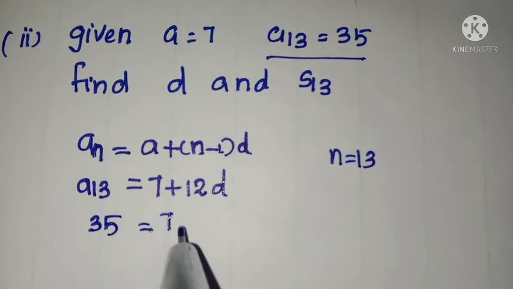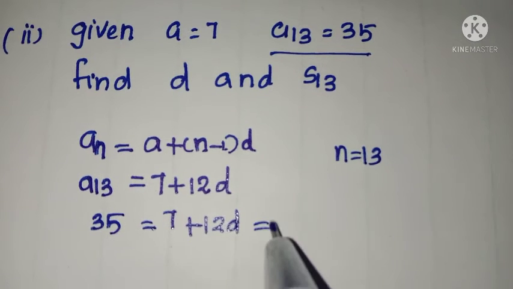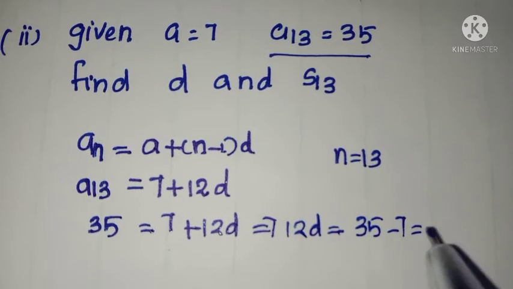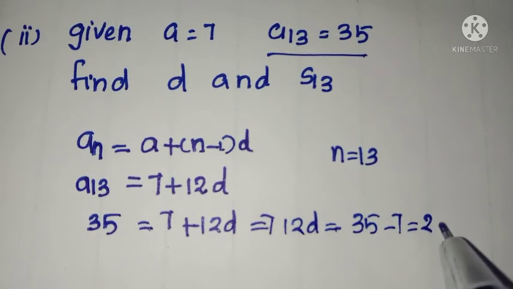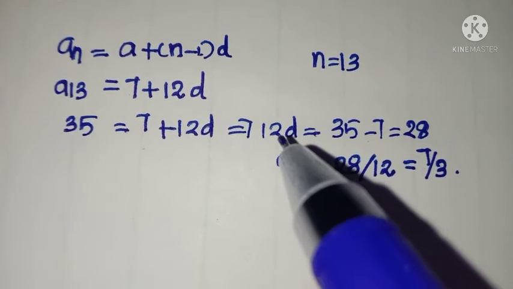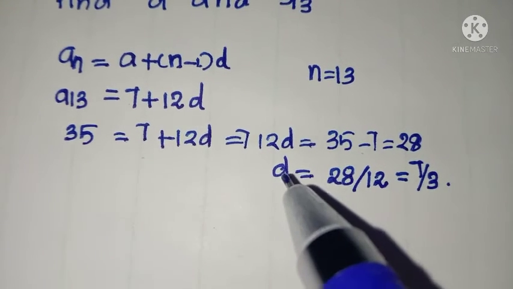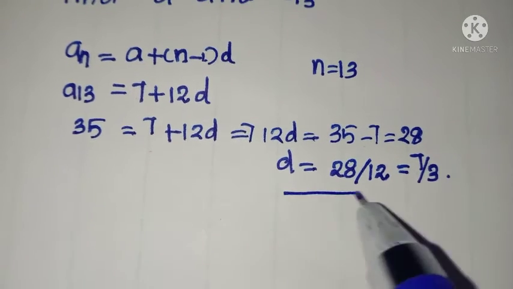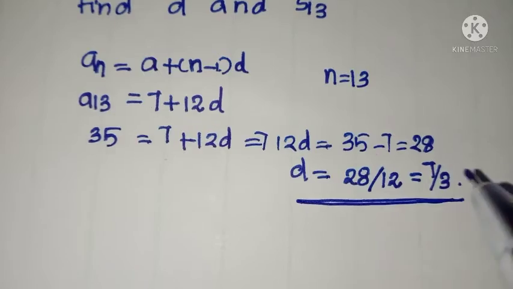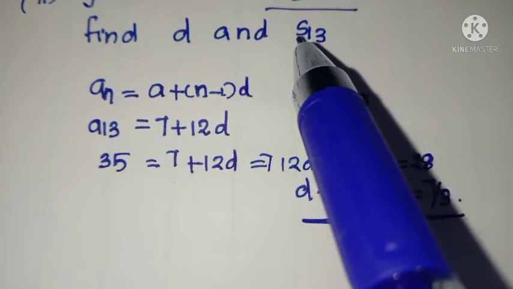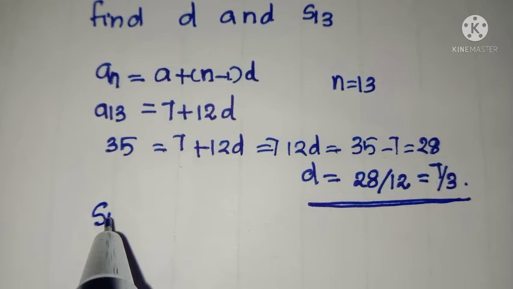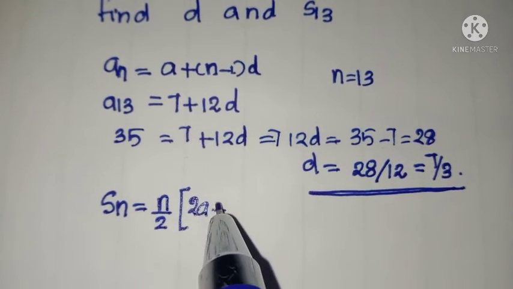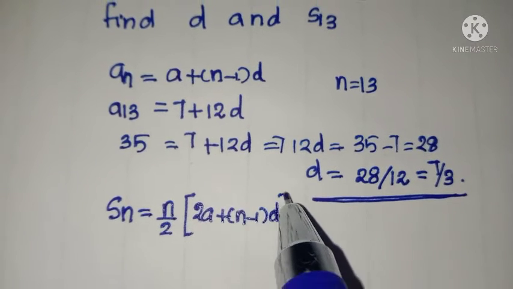So 35 equal to 7 plus 12d, or 12d is equal to 35 minus 7. 35 minus 7 is 28. 12d equals 28, or d is equal to 28 by 12, that is 7 by 3. So common difference equal to 7 by 3. Now we have to find S13. So write the formula Sn. Sn equal to n by 2 into 2a plus n minus 1 into d.